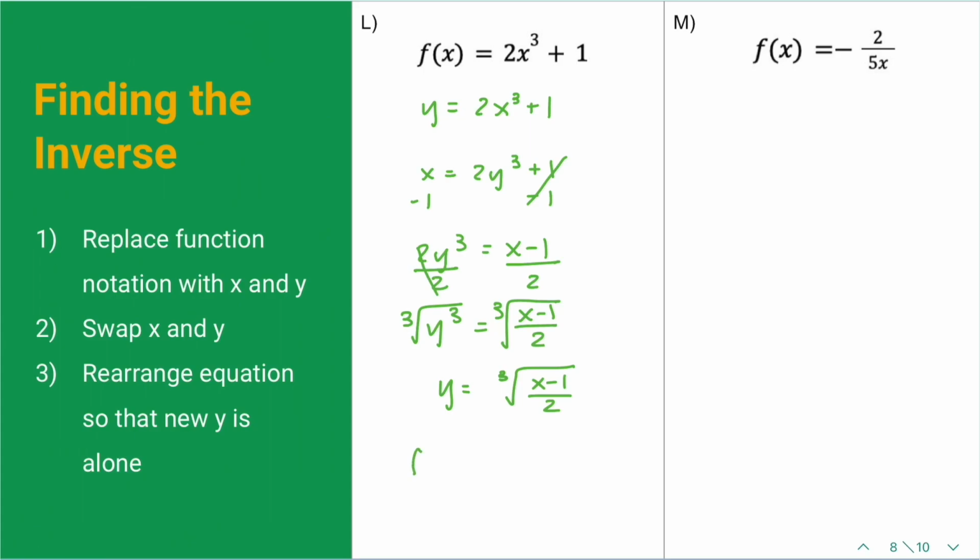Remember, I like to say bonus points, but this is something you should get into the habit of. Since this is a cube root function, it would be a function. Cube roots, when graphed, are functions. There are no domain restrictions on this one. So we can write f inverse is the third root of x minus 1 all over 2.